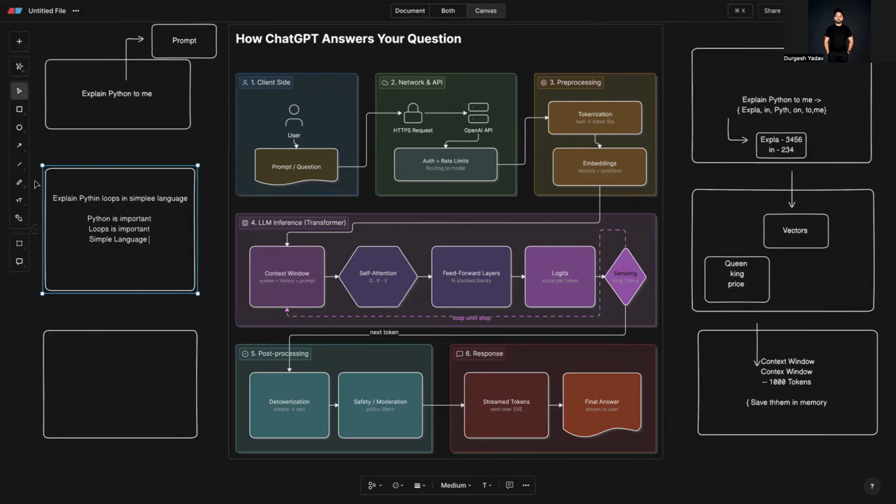Now, if I say in simple words what ChatGPT is, then ChatGPT is basically a kind of next word machine.